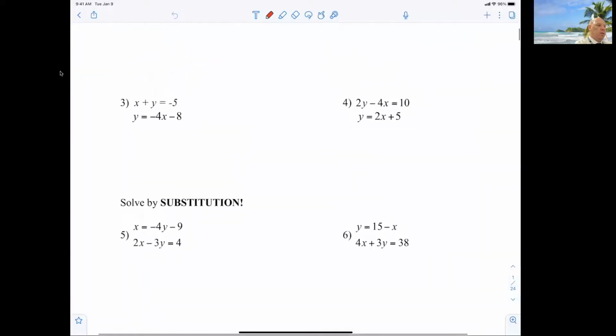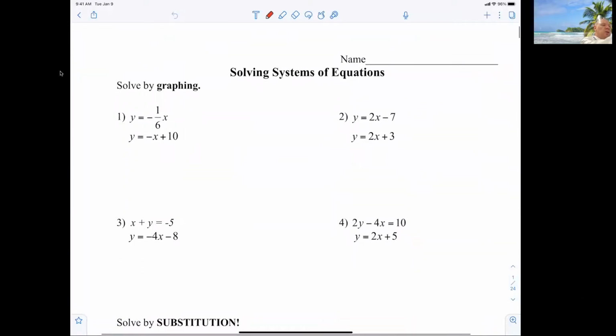Okay, so looking at these, solve the system of equations by graphing. Now, personally, I feel as though we just graphed lines, so this really should be super easy. But if you look at question number 2, you should be able to tell me there's what? They're parallel lines, which means how many solutions?